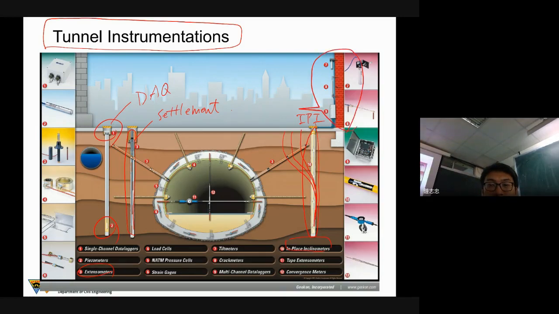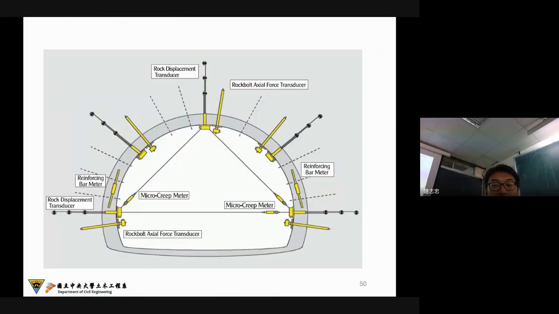And also here you can find this is the building with several tilt meters. Because during the underground construction, there may be some unstable movement to the next building, the neighboring building. Okay. And for the tunnel itself, maybe we can launch some kind of rock displacement transducer, which may be used for monitoring the shape of this tunnel. And also we can use the rock bolt with the load cell to monitor the pretension.